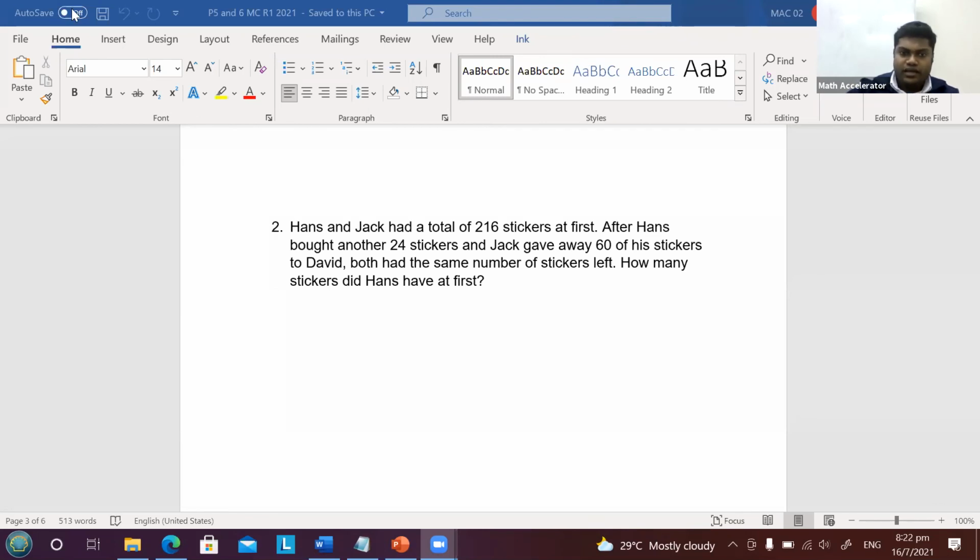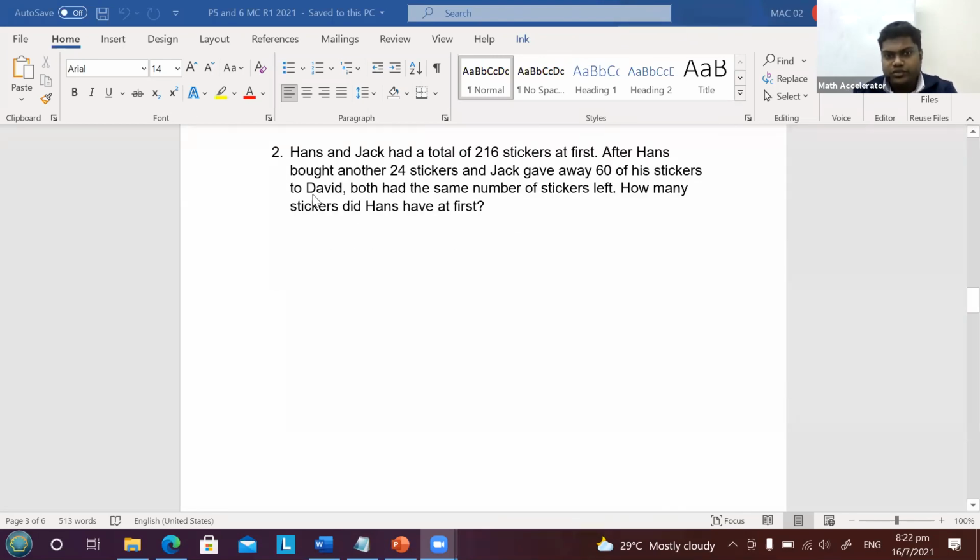Okay. Hans and Jack had a total of 216 stickers at first. After Hans bought another 24 stickers and Jack gave away 60 stickers, both of them had the same number of stickers left. How many stickers did Hans have at first? Okay, so let's draw a model. So you're going to start from backwards.